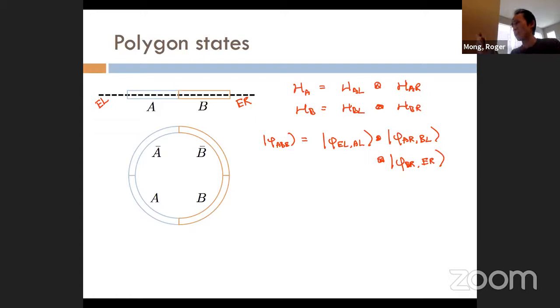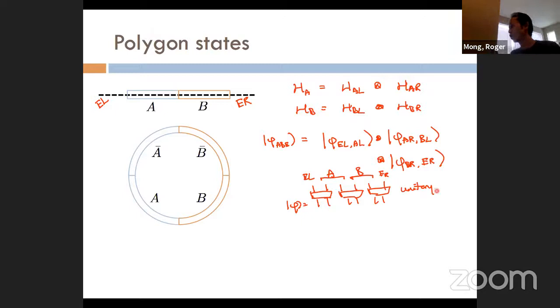Another way to visualize what that means in tensor language is that if I were to start with a product state on six legs, where this one is E left, these two are A, these two are B, and this one is E right, I can write my wave function phi as a unitary acting on these two, a unitary acting on these two, and a unitary acting on these two. So that's another way to visualize in the tensor language what a polygon state is.